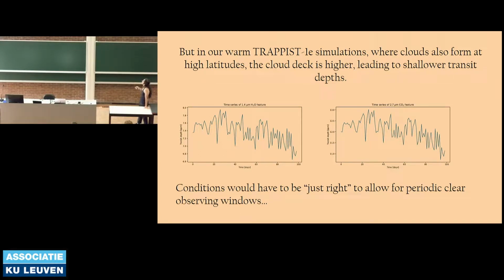Then we ran this again with our close-in, warm Trappist-1e simulation, where the clouds form over a much bigger part of the disk. Even though the waves are not so close to the substellar point, we think they should still interact with the clouds. The problem is that the transit depths are really small, because the cloud deck is so high, since this is a close-in planet and it's warmer. So in none of our simulations does this cloud variability actually help us observe the planet and its atmospheric chemistry. That's probably broadly true. The conditions would have to be just right to allow for the periodic cloud cover variations to open up observing windows that would actually help us. So it's probably not going to help us much.